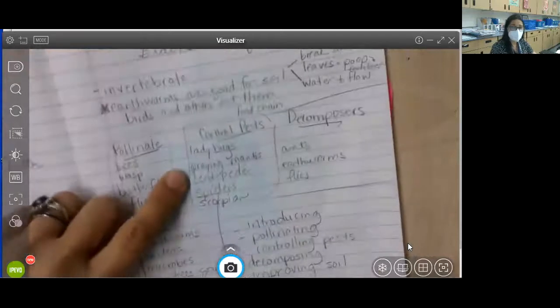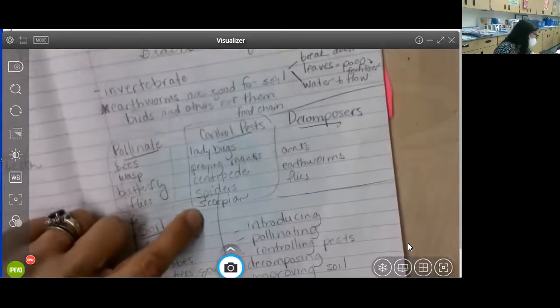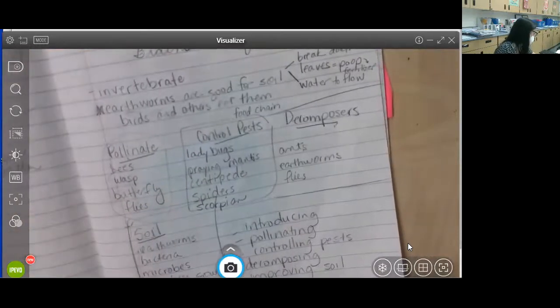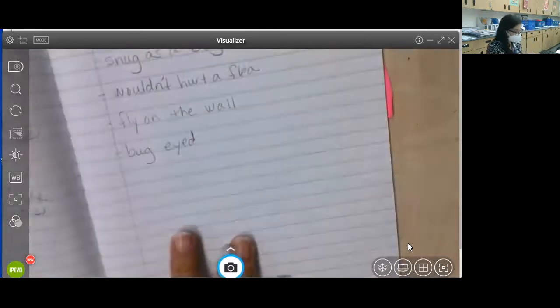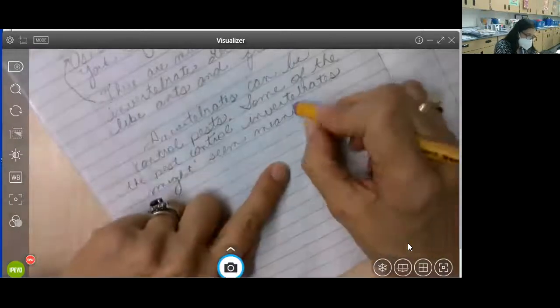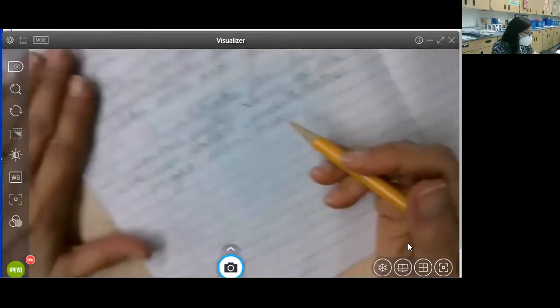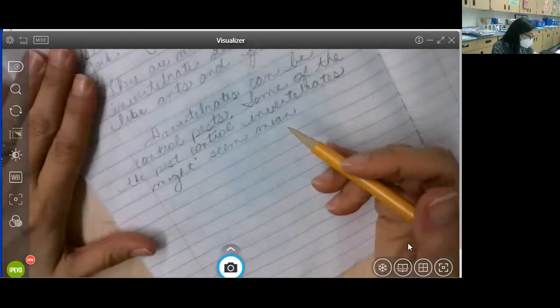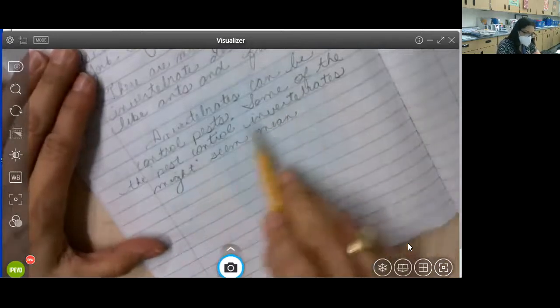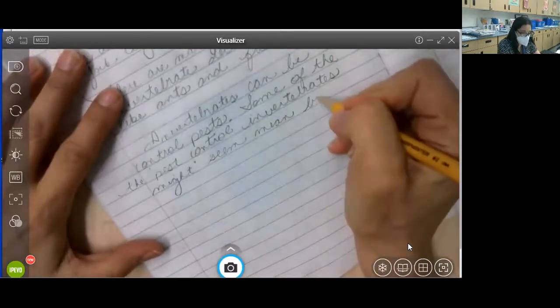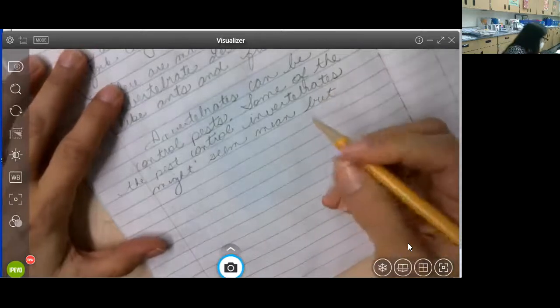Praying mantis, spiders, scorpions, those might seem kind of mean, right? But they are still valuable to the ecosystem. So I'm going to say some, focus on me right now. Hear me? Some of the pest control invertebrates might seem mean, but there's a conjunction.